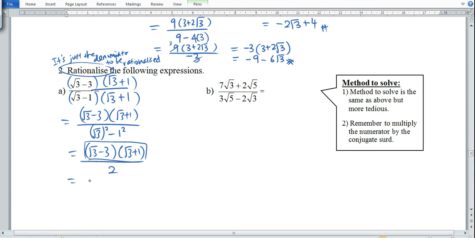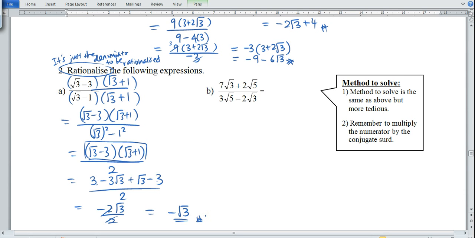So we're going to expand the numerator. Square root 3 times square root 3 is 3. Negative 3 times square root 3, and so on. So in the end, 3 minus 3, I will get 0. Minus 3 square root 3 plus square root 3, I'll get minus 2 square root 3. And notice that in the end, the final answer is just negative square root 3.